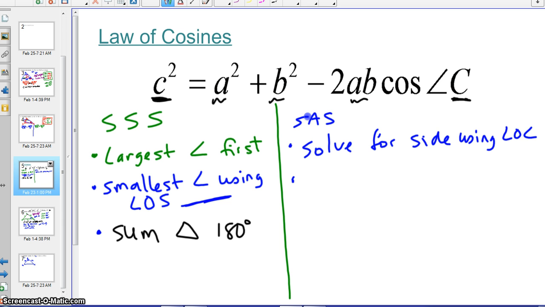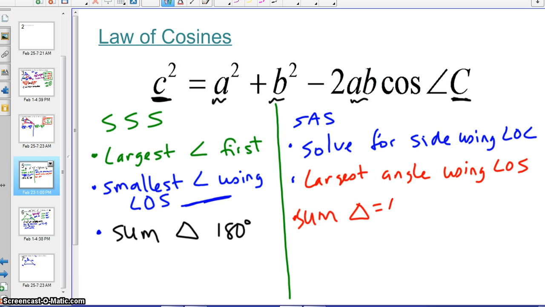And then we can go back and use the law of sines because we'll have enough information. And we're going to solve for the largest angle left using the law of sines. And then again the sum of the angles of a triangle equals 180 degrees.